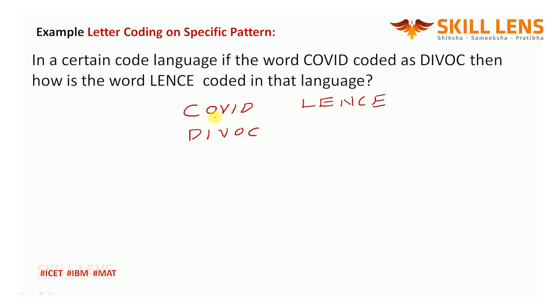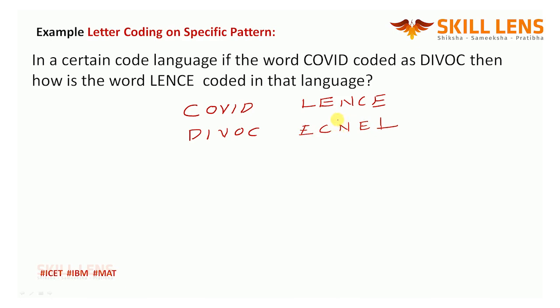Can I say, here I have D. The same D was written here. I, same I. V, same V. O, same O. C. So COVID was written in what way? The reverse way. So LENS also will be written reversely. So the reverse is going to be S, N, E, L. So the LENS code is S, N, E, L. This is how you need to answer.